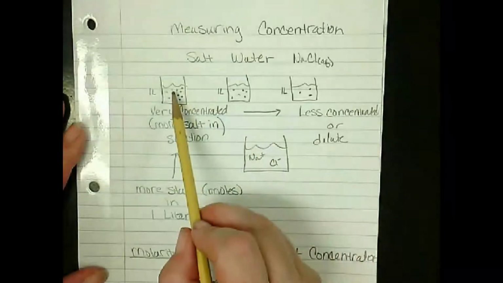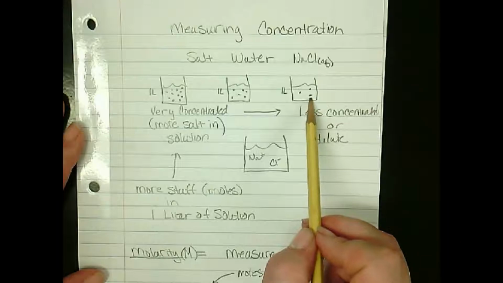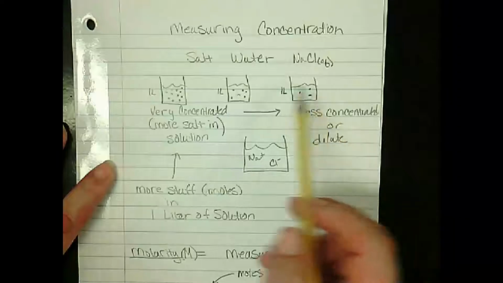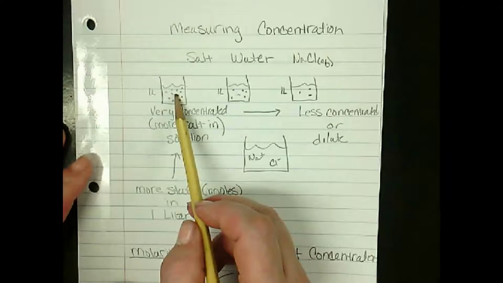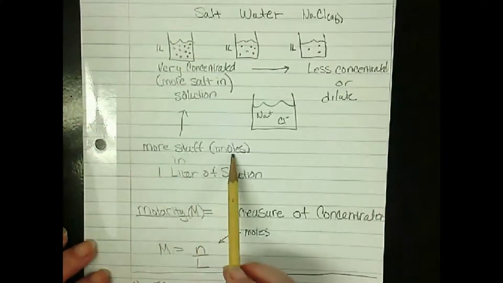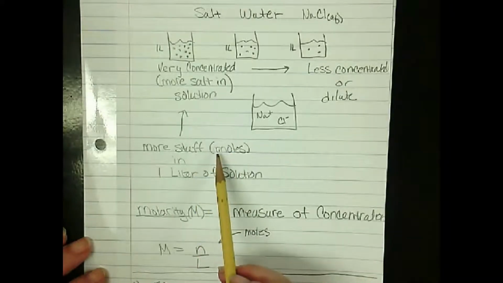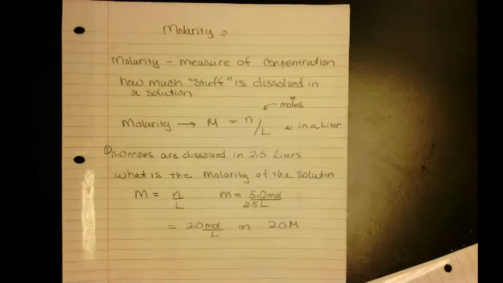But I want you to see if I have lots of salt in here, it's very concentrated, and if I have a little bit of salt, it's less concentrated. So I just use these dots to make it easier to see. So very concentrated, we have a lot of stuff dissolved in solution. And what we consider stuff is what we measure in moles as chemists. So when we have more stuff in solution, it's more concentrated, and these are all 1 liter, so we can compare. And we are going to learn how to calculate the concentration of a solution. So we're in the quantitative part of solutions.